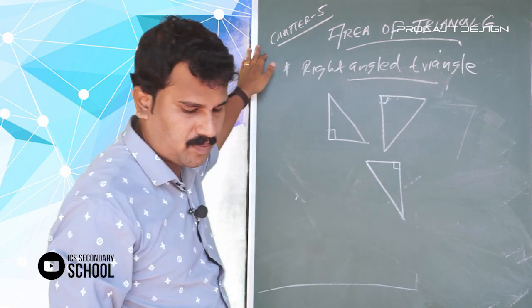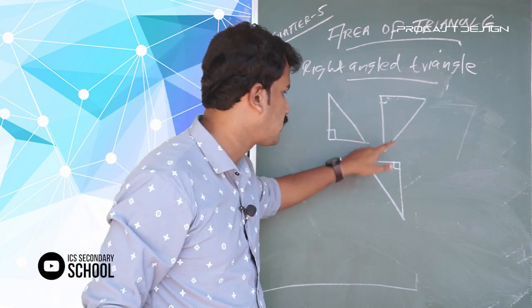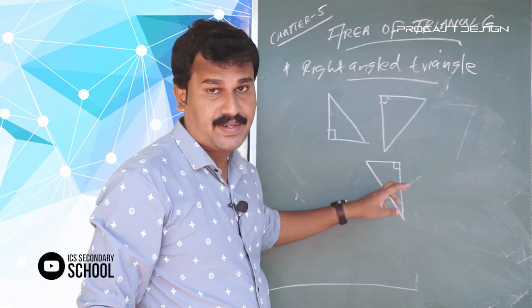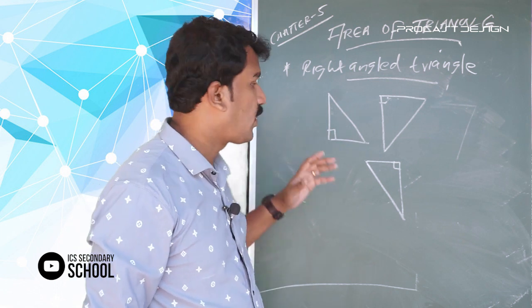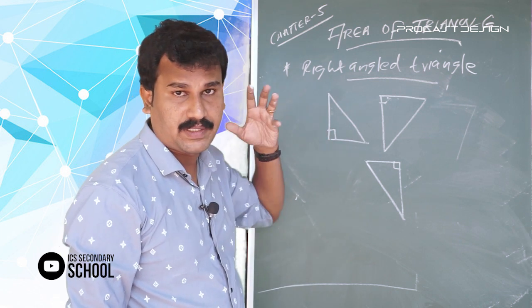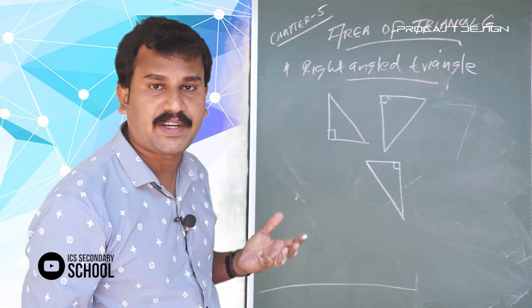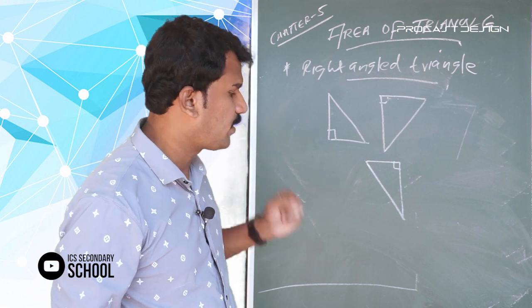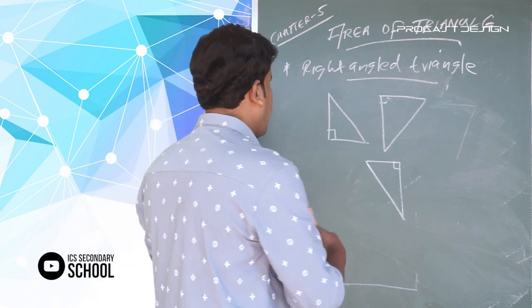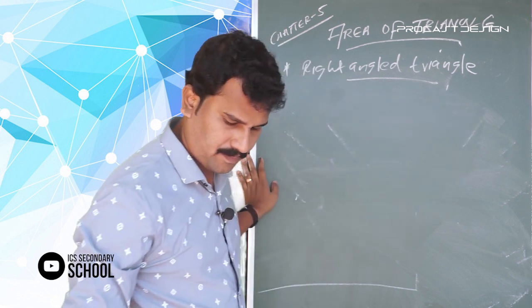So what is meant by right angle triangle? A triangle with a right angle at one corner is called a right angled triangle. Now, area of right angle triangle. How do we calculate the area of a right angle triangle?